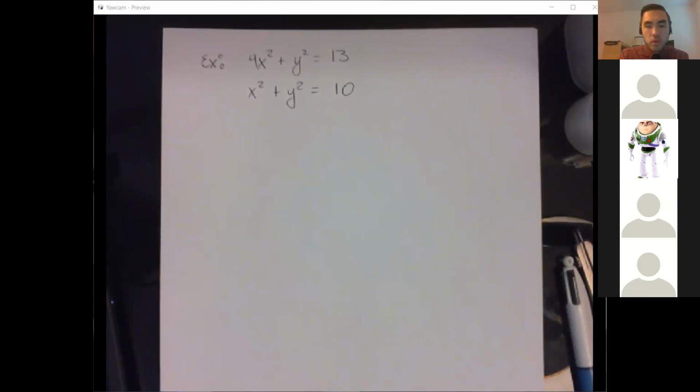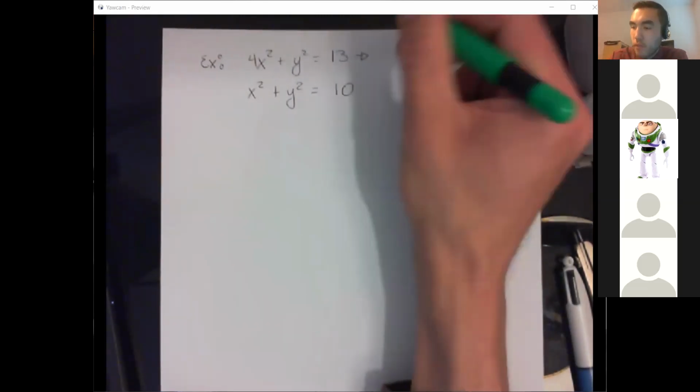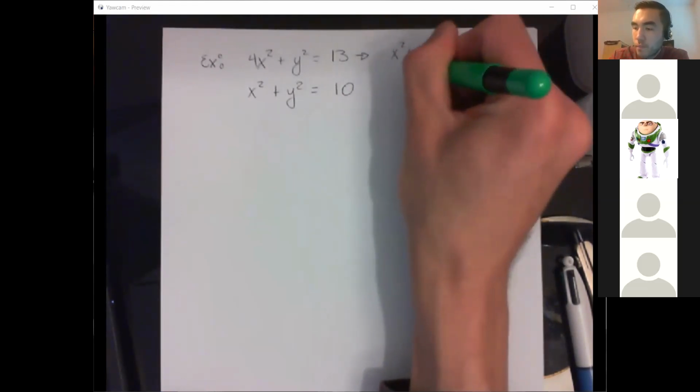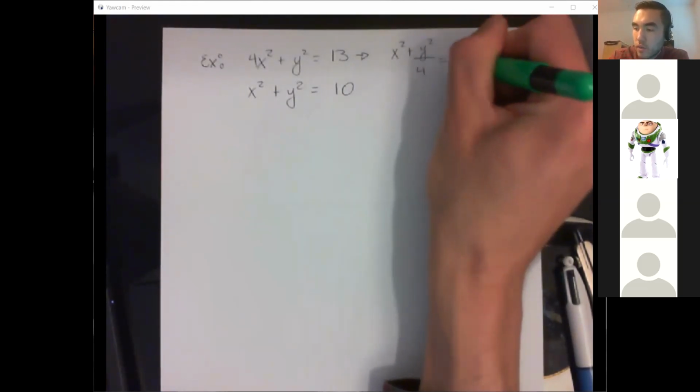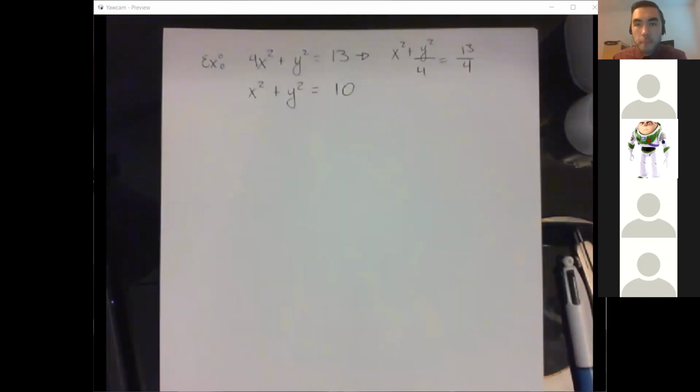Yeah, there's a 4 on the multiplier for x squared, and this is not the way that you'll typically see an ellipse written. Usually the way that you'll see it is that those terms will be in the denominator. But if I took this first equation and I divided everything by 4, that would give us x squared plus y squared over 4 is equal to 13 over 4. This is the way in which you normally see an ellipse written.